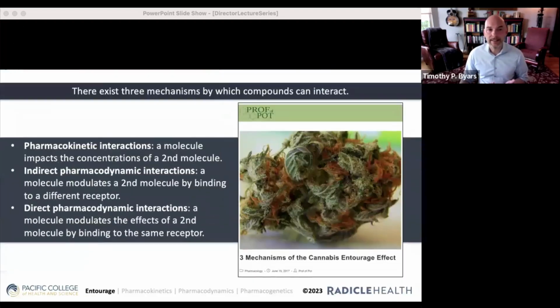So when we're looking at this concept, we really want to talk about what's happening at the pharmacological level here. Within the context of entourage, there are actually three distinct categories that describe how compounds can interact. And these are examples that were described really wonderfully on Michael Tagan's website, Prof of Pod.